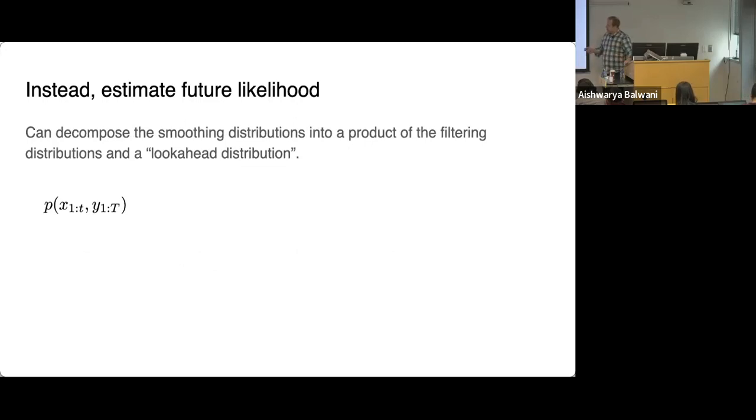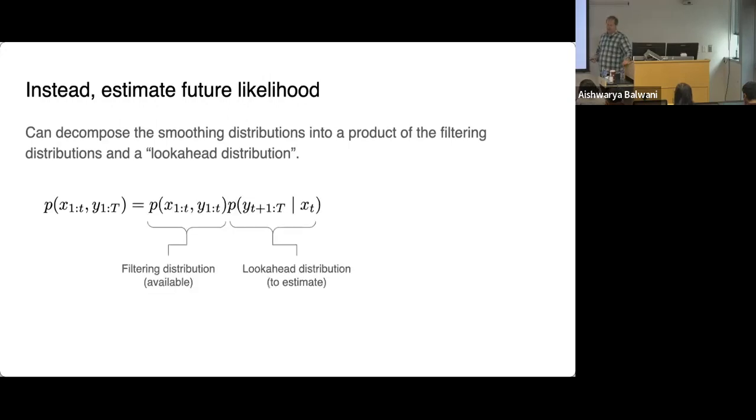So the idea is, maybe we can estimate this thing in a reasonable way. Can we decompose the smoothing distributions? We can decompose these smoothing distributions into a product of two terms. One is the filtering distribution, so the observations up until time little t only. And then the other factor is this look-ahead distribution, the thing that we need to estimate. So what 6O is based on is just approximating this look-ahead distribution with some function R that's going to have some parameters that we'll learn as well.